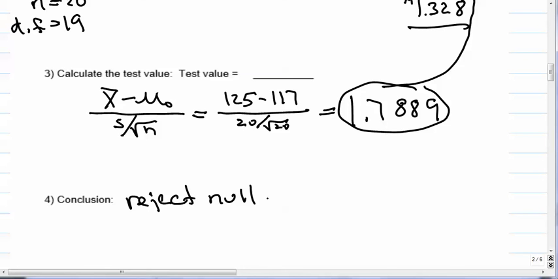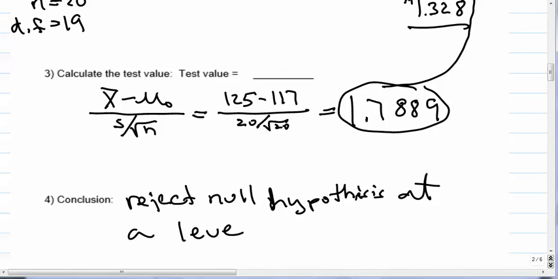The null hypothesis is rejected at a level of 0.10 level of significance. That's really the probability of making a type 1 error. That is, there's a 10% chance that I rejected the null hypothesis when it was actually true. Okay, I'm going to move on to the next one.